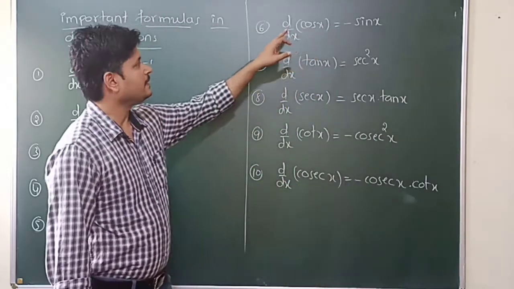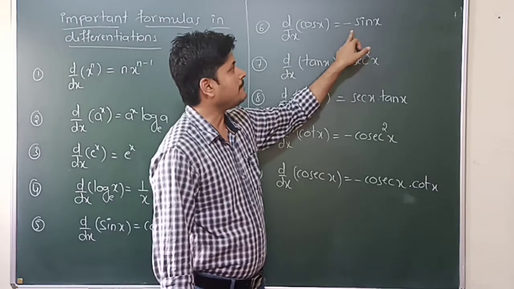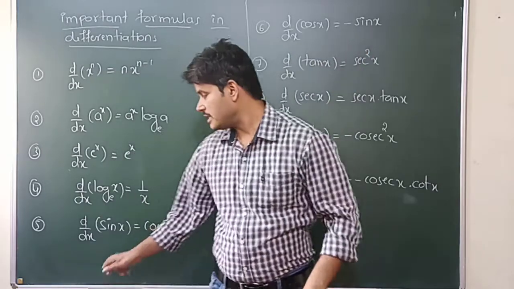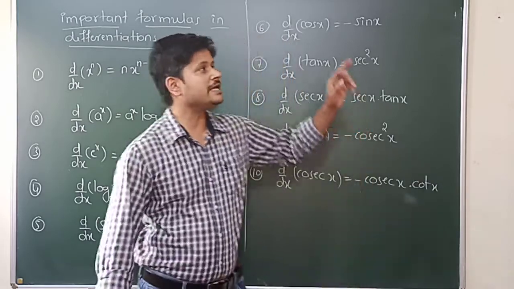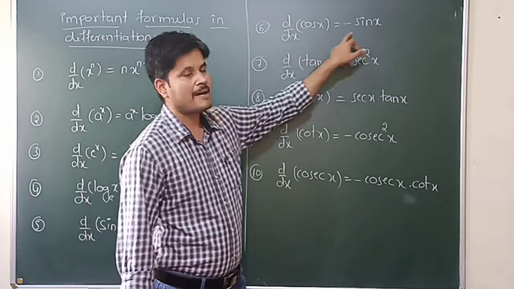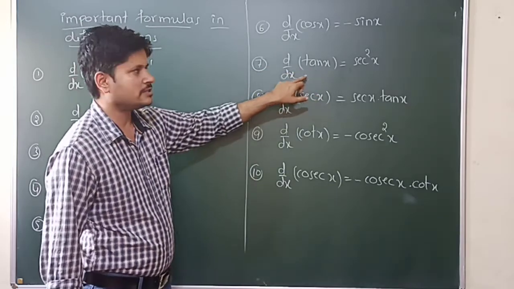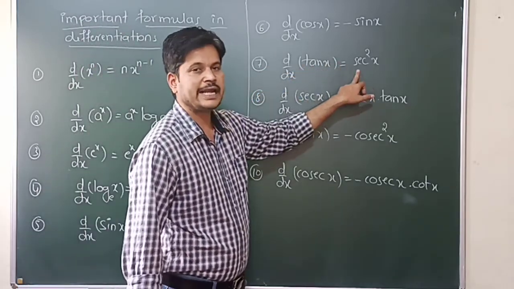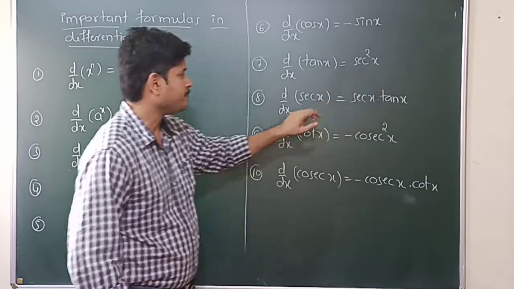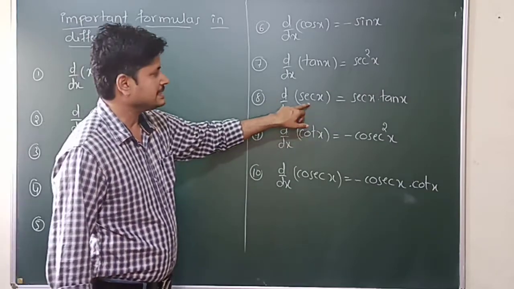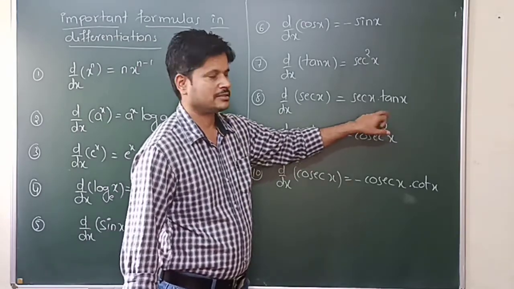Now look at another one, differentiation of cos x. Differentiation of cos x becomes minus sin x. Differentiation of sin x is cos x, but differentiation of cos x is minus sin x, right? Next, differentiation of tan x with respect to x gives secant square x. Shortly I have written here sec square x. Next, differentiation of sec x with respect to x is sec x into tan x, right?